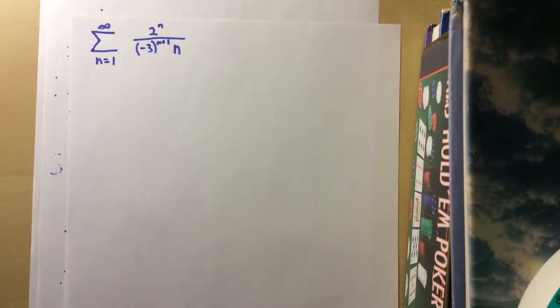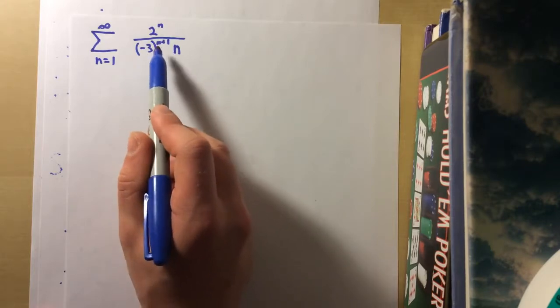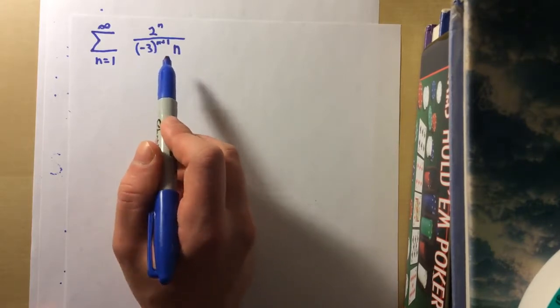Now let's look at a bit of a trickier problem. Once again, you can pause the video and try this out and then come back when you're ready. So we have the series from n equals 1 to infinity of 2 to the n over negative 3 to the n plus 1, times n.